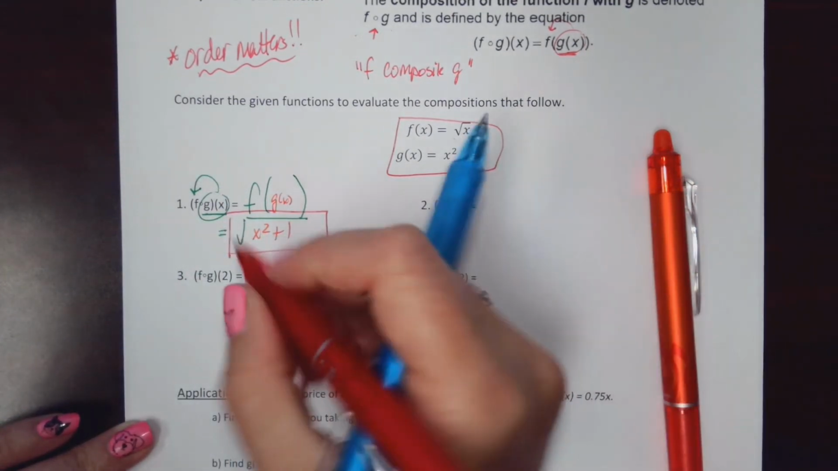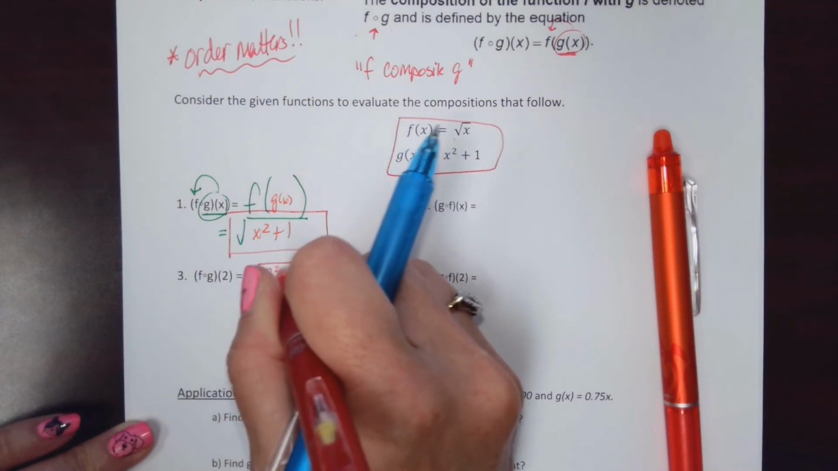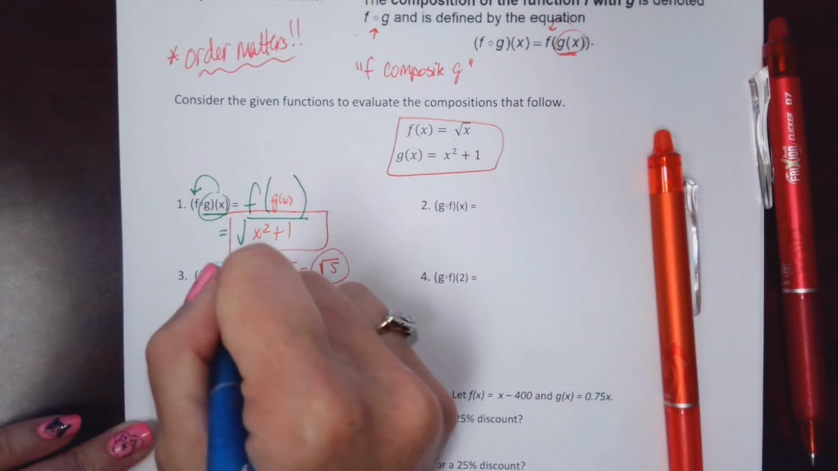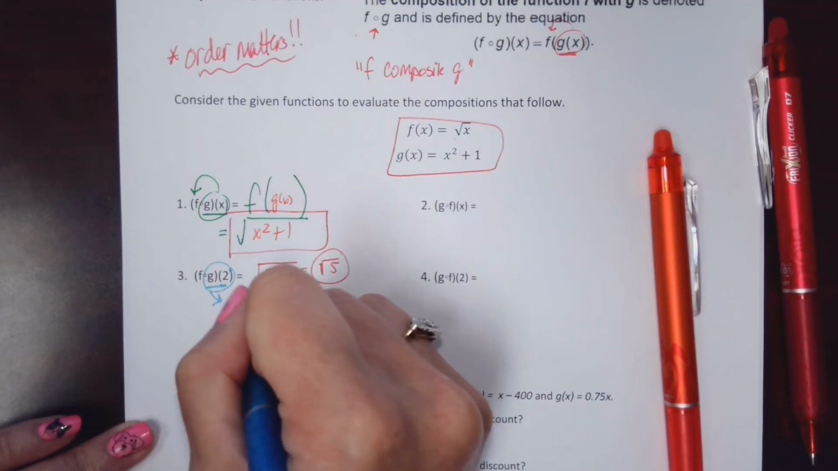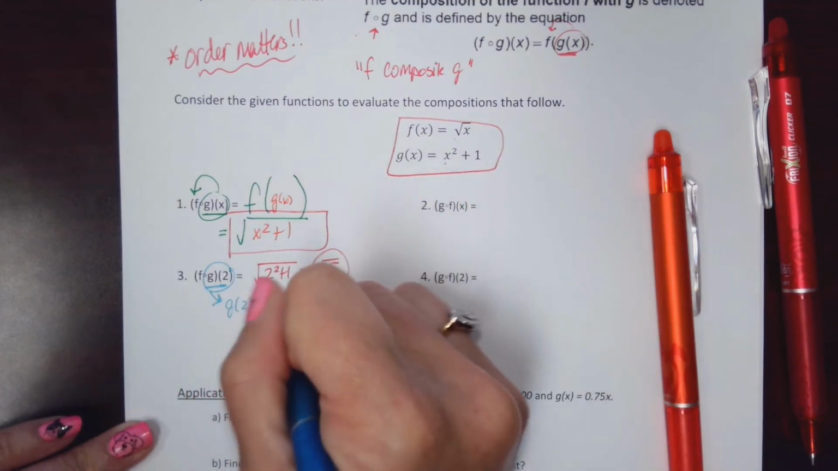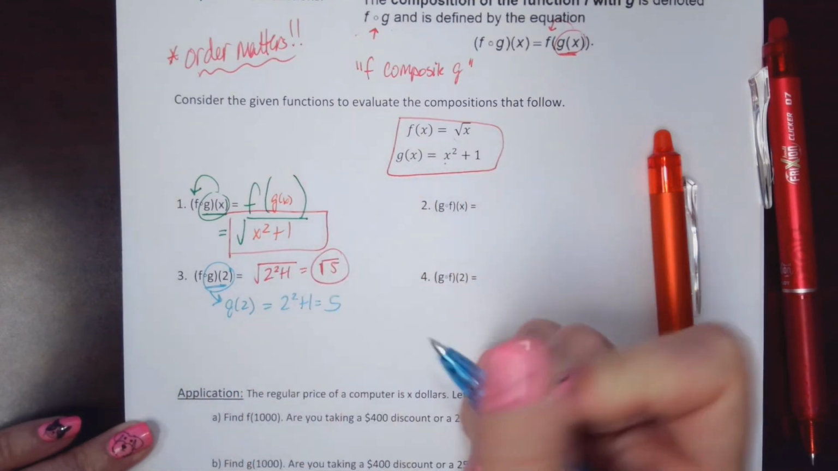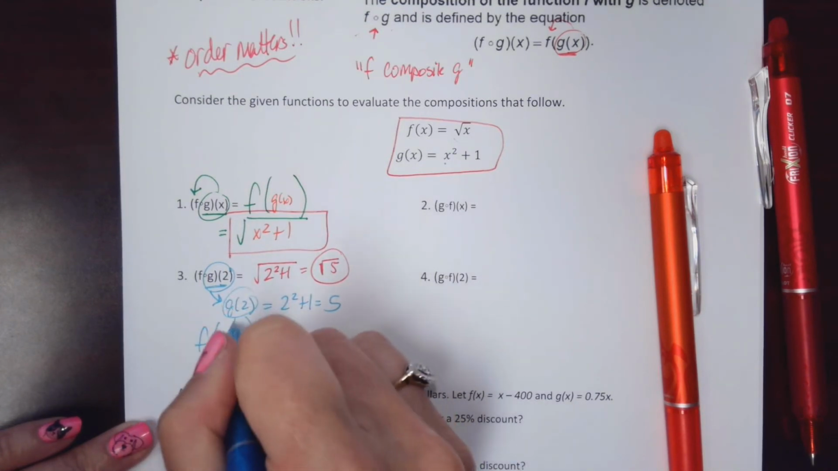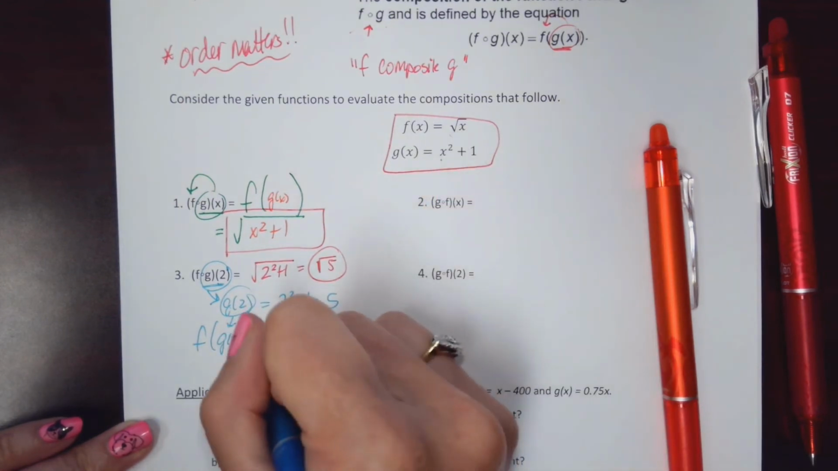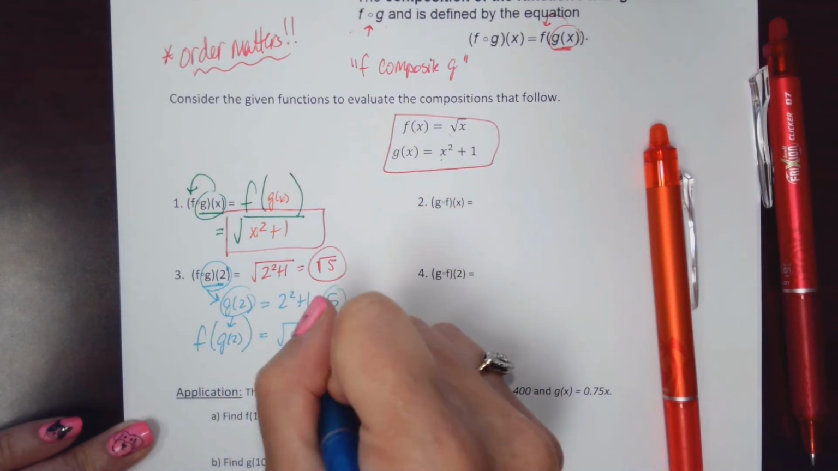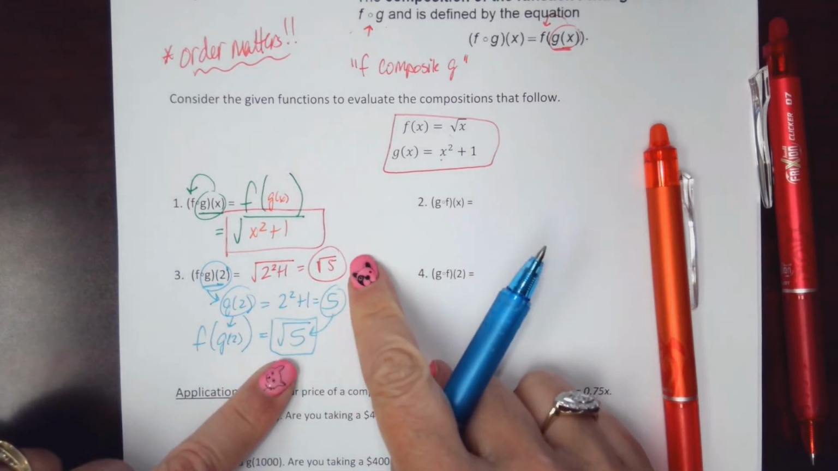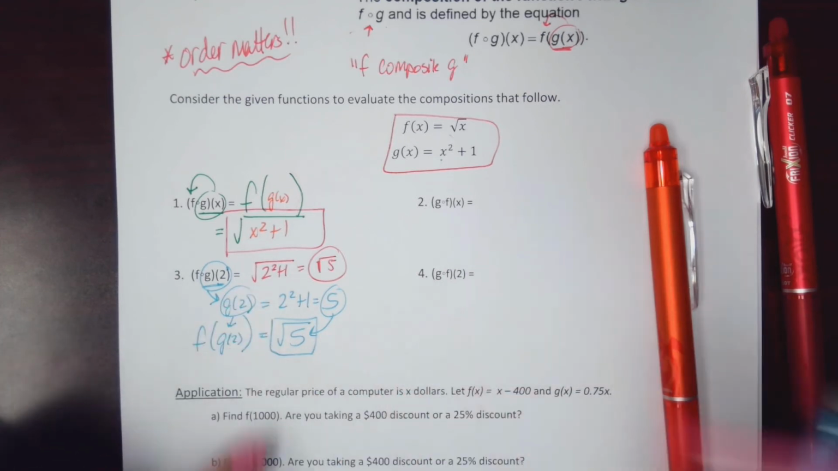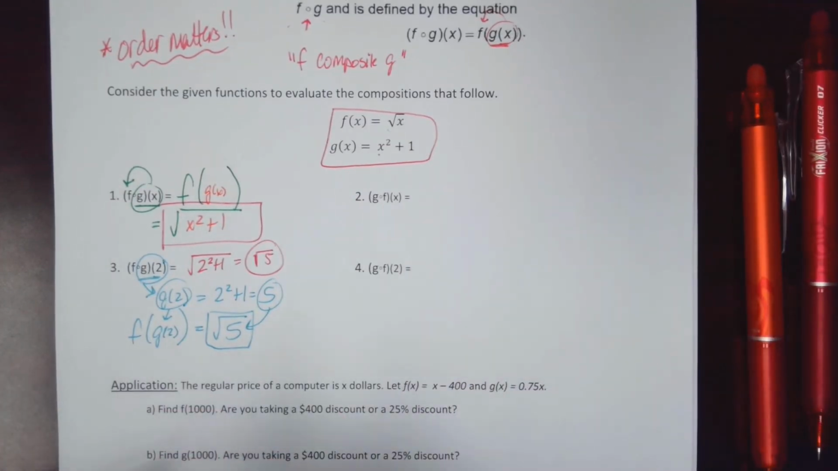Let me go ahead and write that down that we just did. We said, okay, that would be square root of 2 squared plus 1, which is square root 5. I could also walk my way to that. I could start here, and I could say g of 2 would be 2 squared plus 1. That's 5. And then I take that and I plug it into my f function. My f function is square root x, so that becomes square root of that 5, and we're at the same spot. So if we didn't do this step first, we could do it together there.